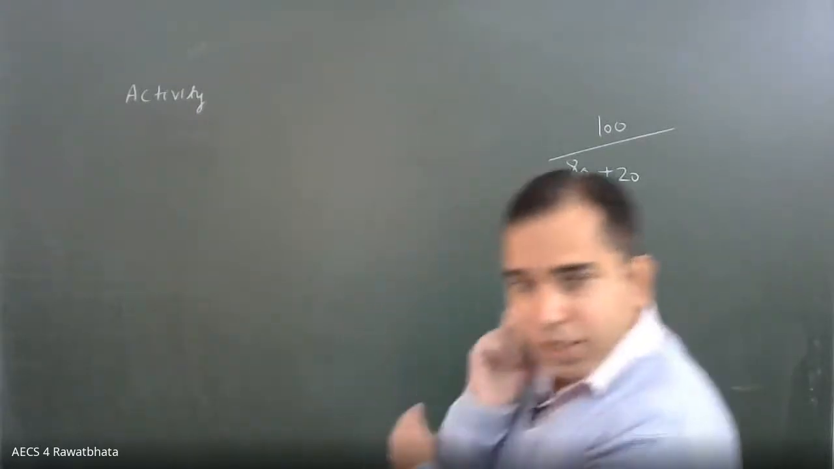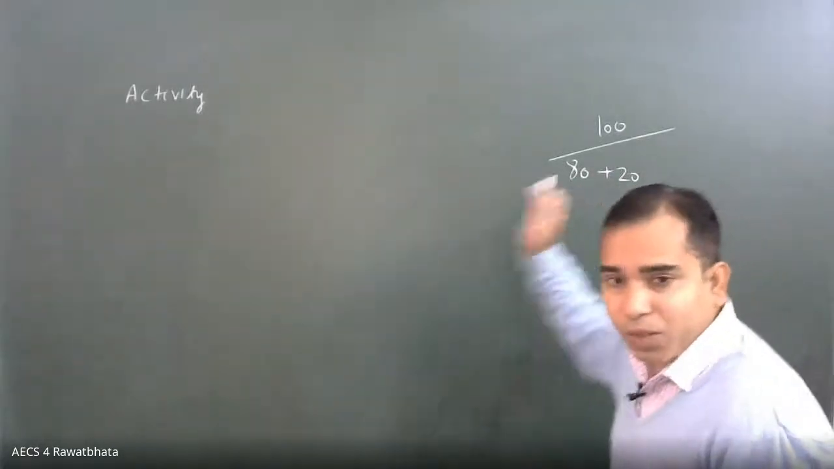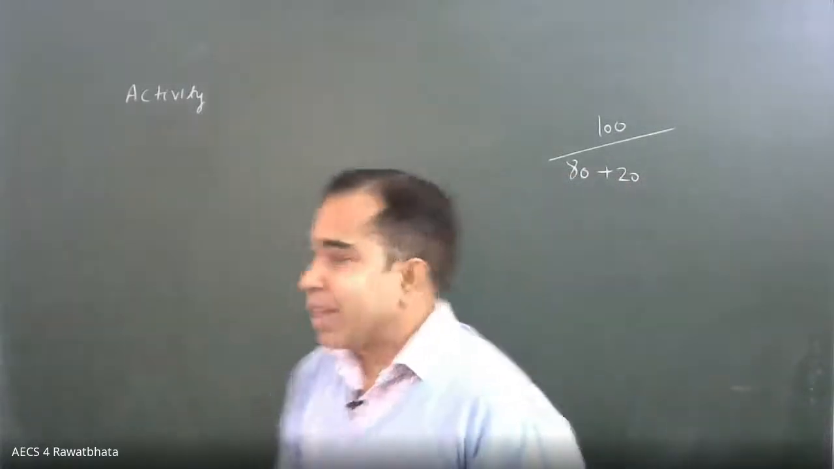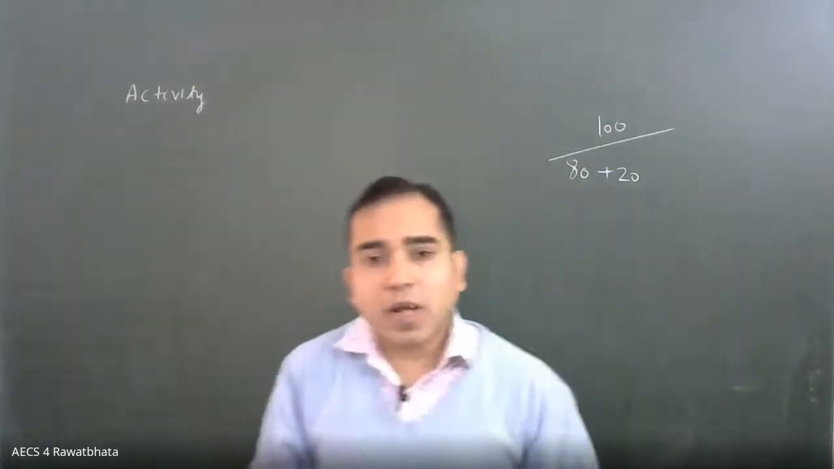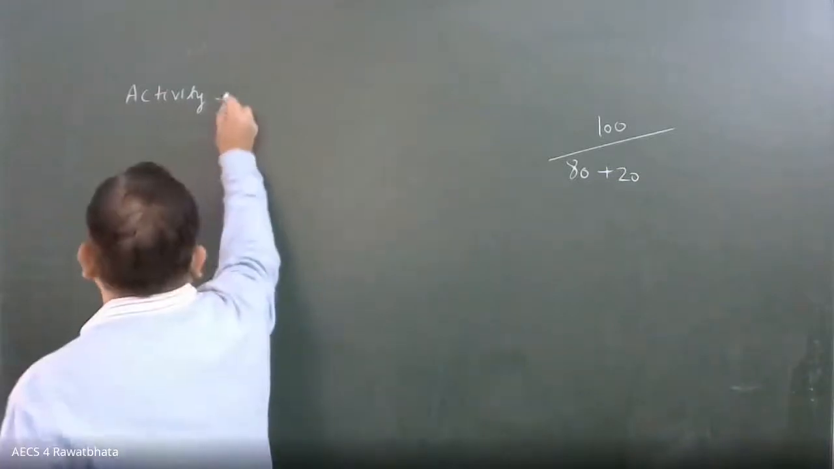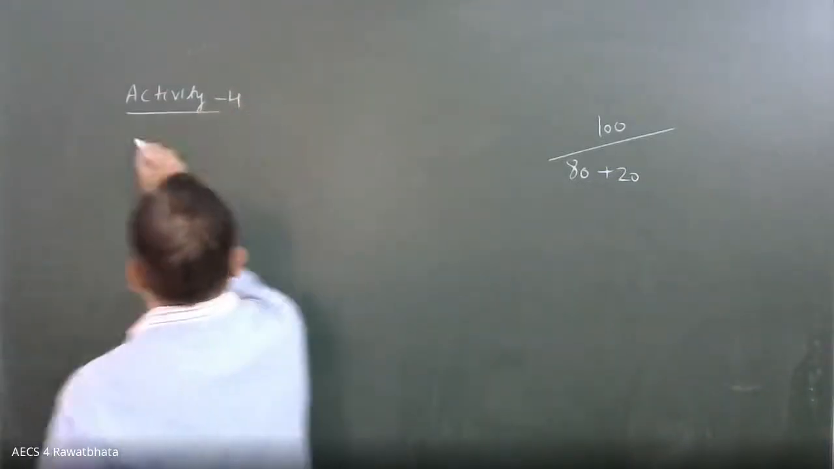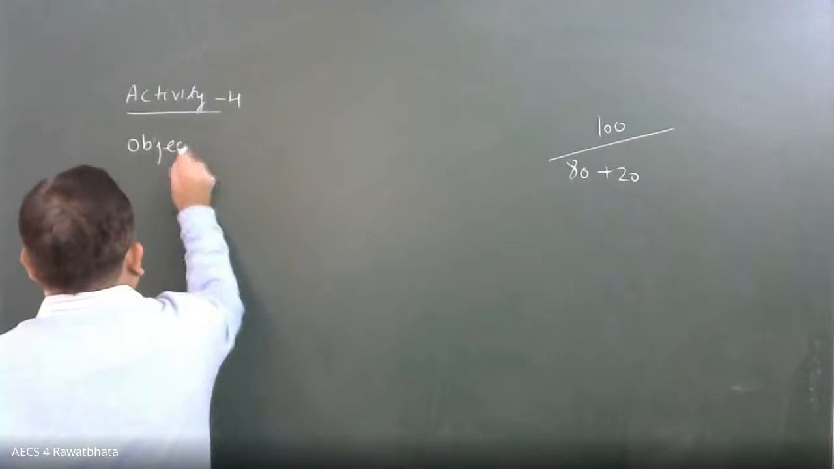Some more things we discussed, that there is a split of the 20 marks also, okay? We are not going into that much detail. So in the last class, yesterday's class, 3 activities we discussed. Fourth activity, the objective is, then first of all, objective.